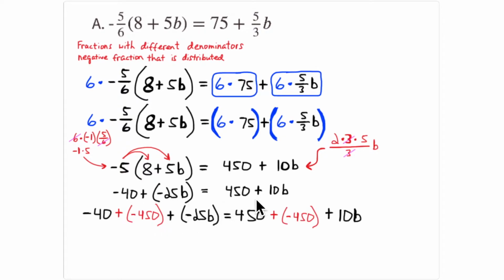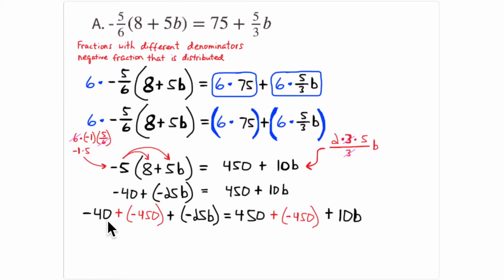Now I want to get rid of this 450. And so to do that, I'm going to add the additive inverse of 450, because if I add the additive inverse, then it equals 0. So 450 plus the additive inverse of 450, a negative 450, will become 0. And that means that, in essence, you can see it as moving this 450 to the other side of the equal sign, and now it becomes negative because you're adding a negative 450 to both sides.